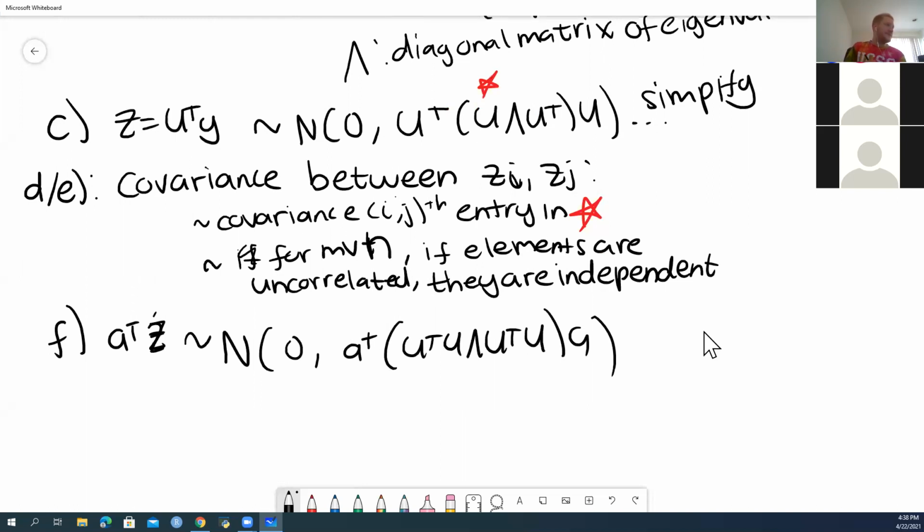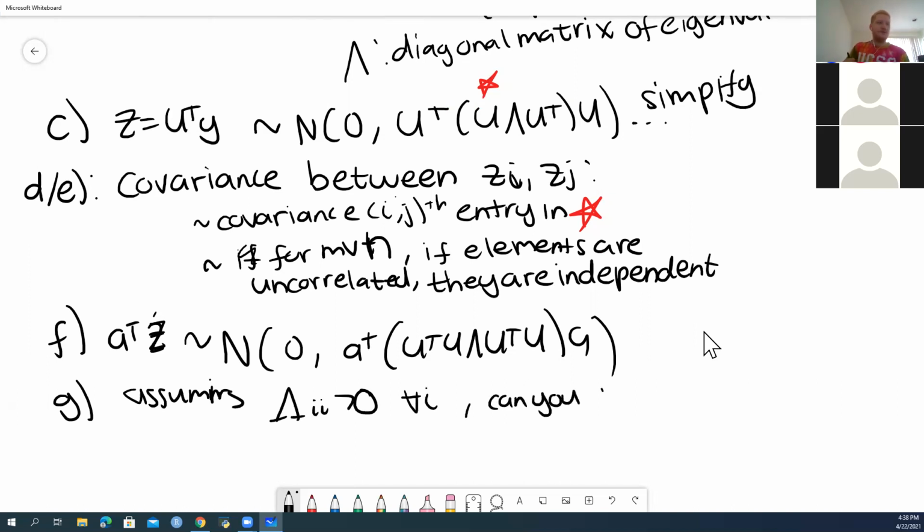G is a little bit different. It's saying, assuming lambda I is greater than 0 for all I. Before we assumed they're greater than or equal to, now we're assuming they're greater than. Can you choose A such that the variance of A transpose Z is equal to 1?